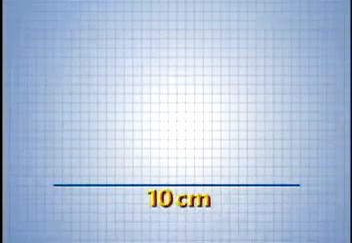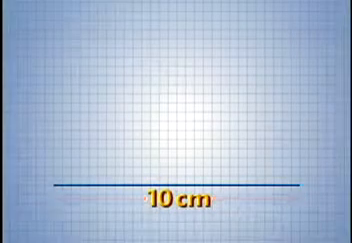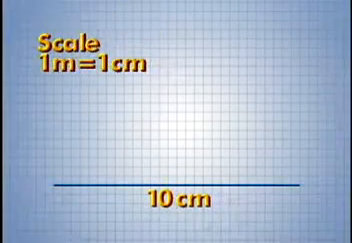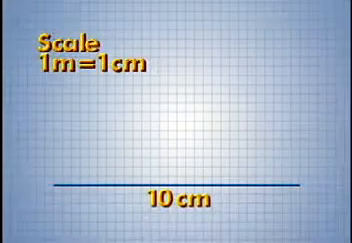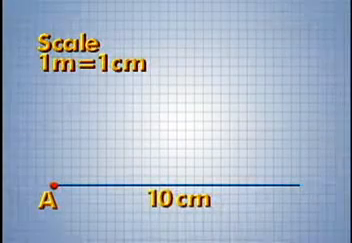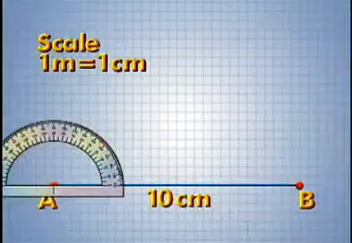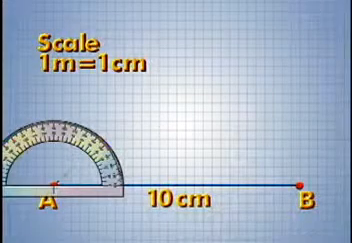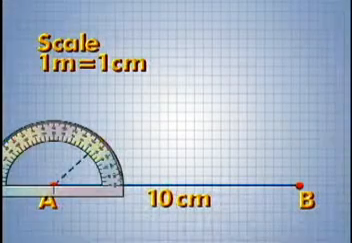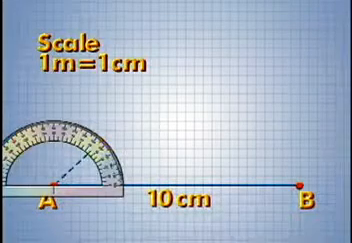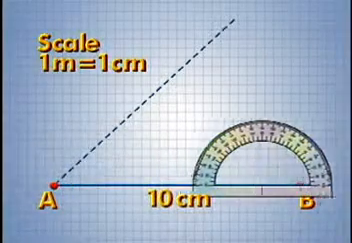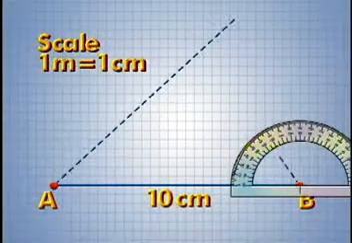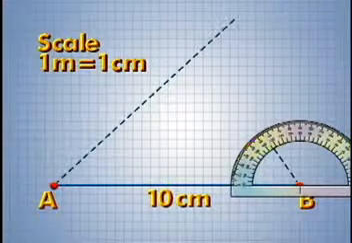On a sheet of paper along the bottom, we draw a line 10 centimeters long to represent our baseline. For this exercise, let the scale be 1 meter equals 1 centimeter. Mark one end of the drawn line as point A and the other end as point B. Using our protractor at point A, we measure an angle that is the same number of degrees as the angle we measured outside for point A. Let's mark and draw the angle. At point B, we do the same thing. Now measure an angle that is the same number of degrees as the angle we measured outside for point B.